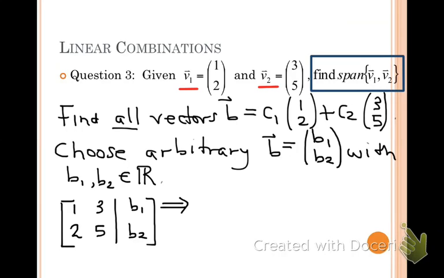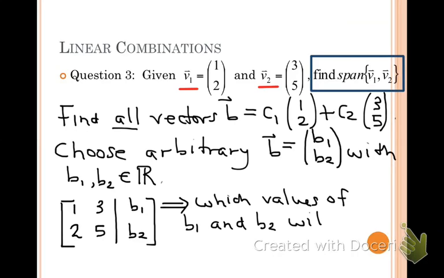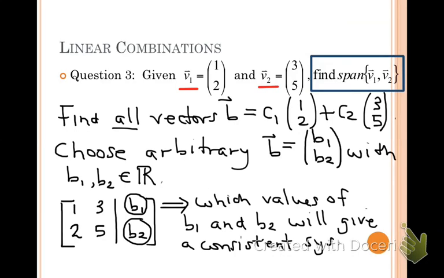And so our goal here is to determine which values of b1 and b2 will give us a consistent linear system. All right, so again, we need to know what values here work. So to answer this question, of course, we need to put this into row echelon form and then determine for what values of b1 and b2 we're going to get a consistent system.